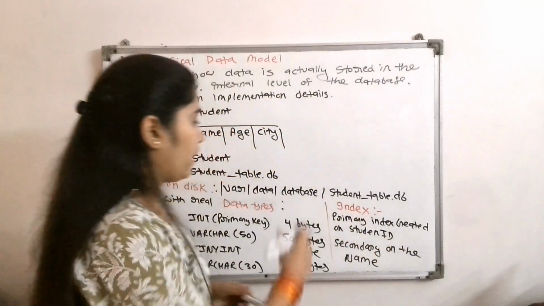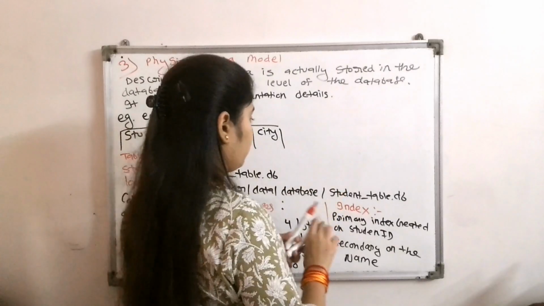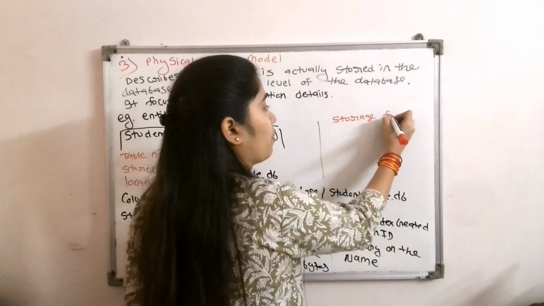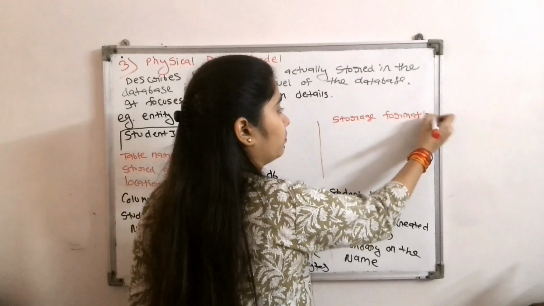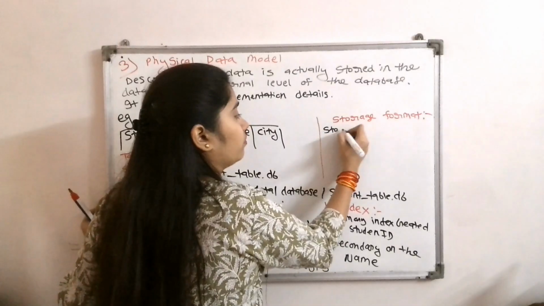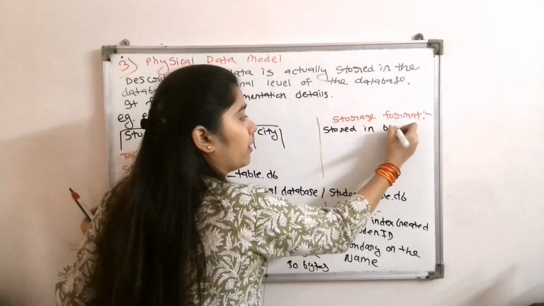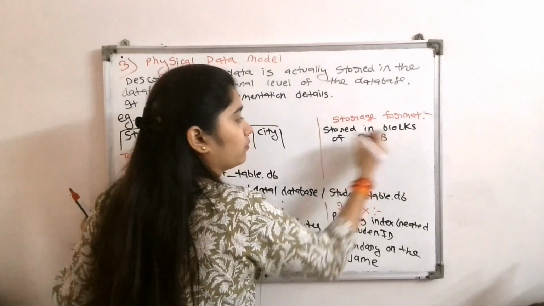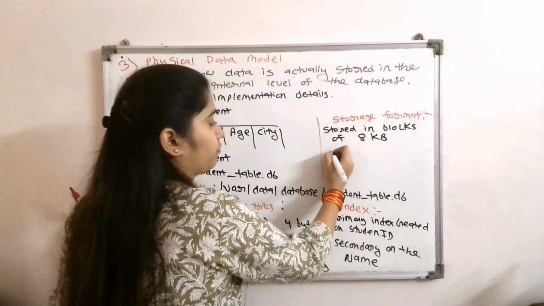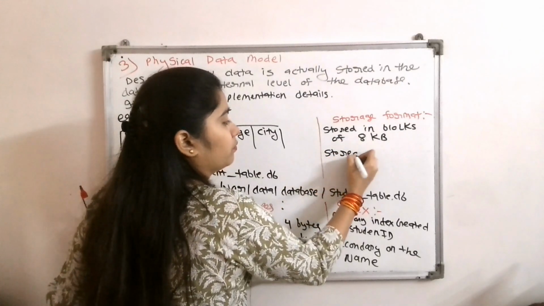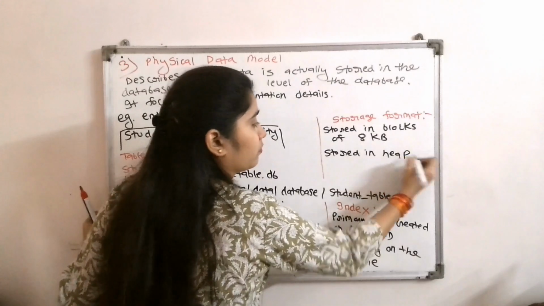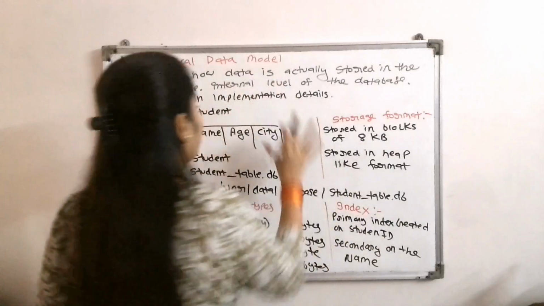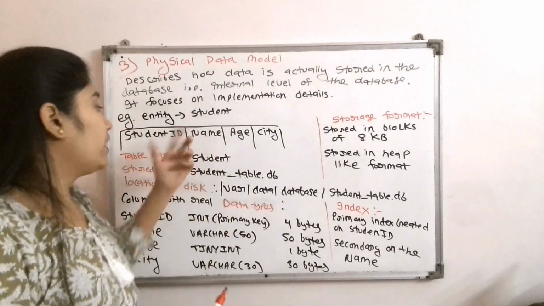Here is one more. Let's write it here. Storage format. Suppose the table is stored in blocks of 8 KB, or stored in a zip-like format. So these all are the physical details of this table.